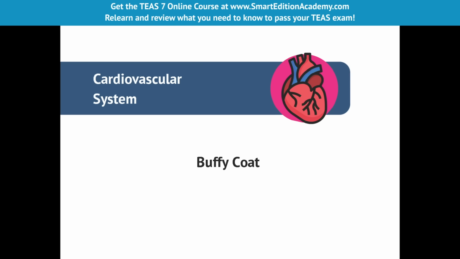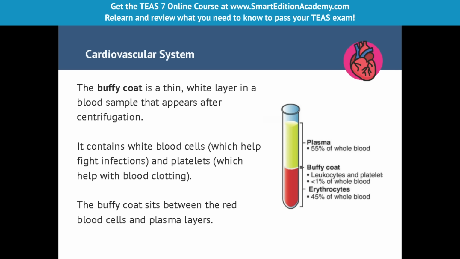Buffy coat. What is the buffy coat? The buffy coat is a thin white layer that appears in a blood sample. It contains the white blood cells, which help fight infections, as well as the platelets, which will help with the clotting. So you can see here in the picture, it is that thin white coat between the plasma and the erythrocytes.